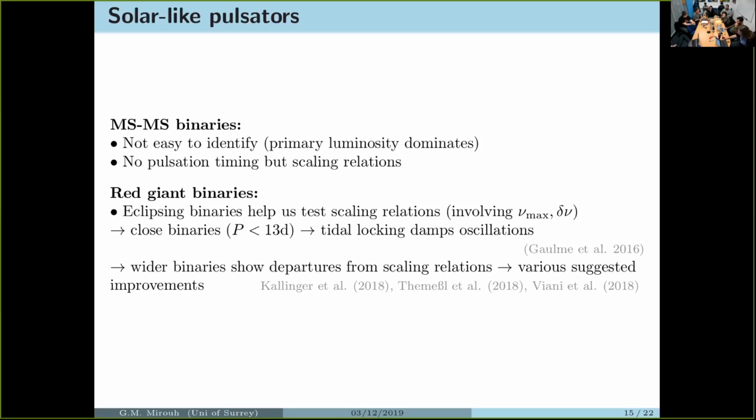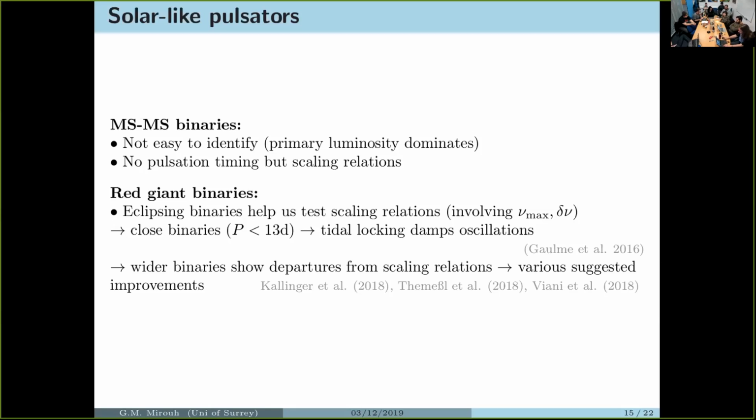You can't use pulsation timing because the excitation is convection, so the modes you excite are not coherent on a time scale that is comparable to the orbital period, and because of that, you can't do pulsation timing over one or several orbits. For red giant binaries, it's slightly different.